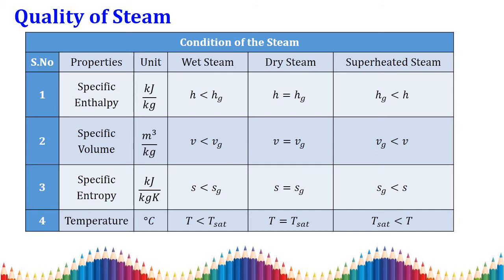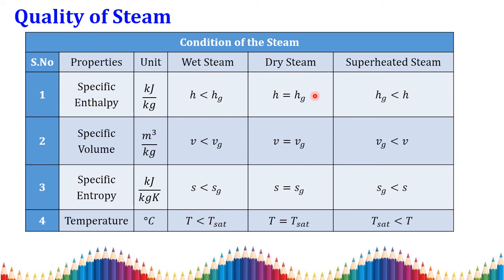So before getting into the problem, we need to know the state of the steam. There is the condition, or quality, of the steam that we need to identify. For that, we all know there are three different conditions of steam available. The first one is wet steam, the second one is dry steam, and the third one is superheated steam. So how are these qualities classified?